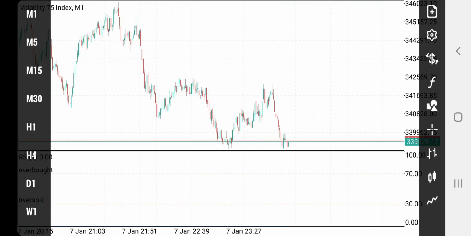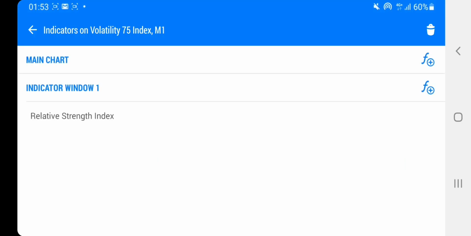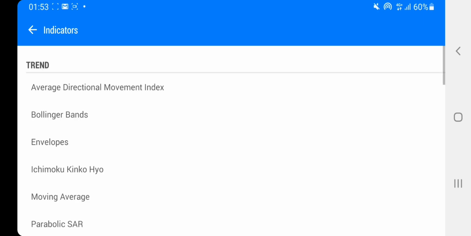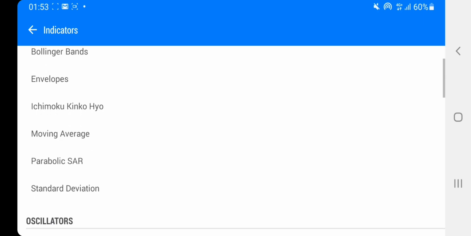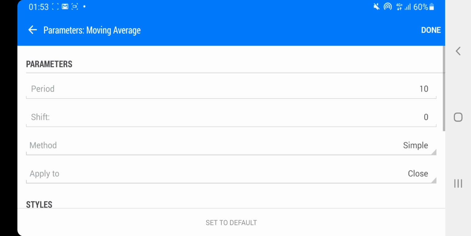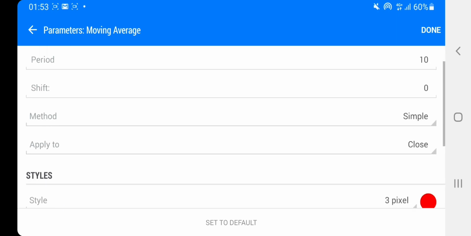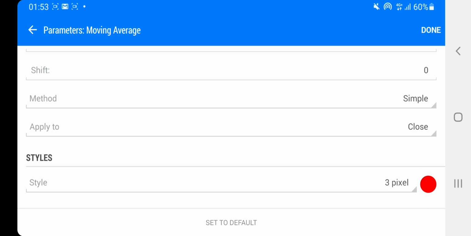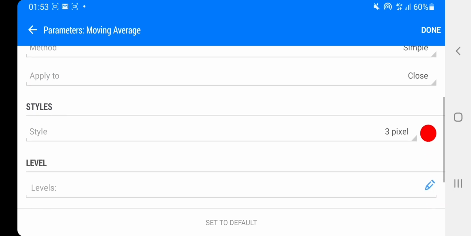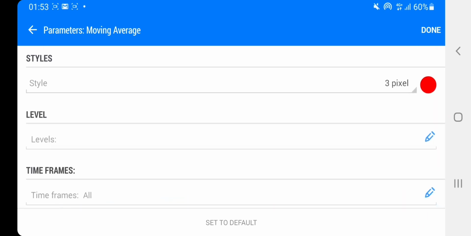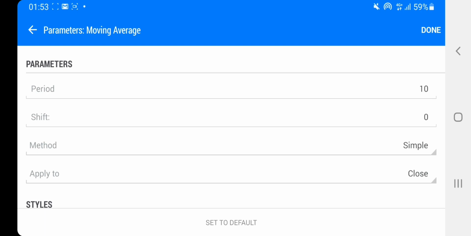We're going to use the moving average, which is among the trend indicators. So first we're going to add a moving average to the main chart. The trend indicators, the moving average, it's just going to be the default setting. The period is supposed to be 10. Method is simple, apply to close, 3 pixels. That's it. All time frames should be ticked, because just like I said, you can use this strategy for all kinds of time frames. So this is how you learn the overbought and oversold.